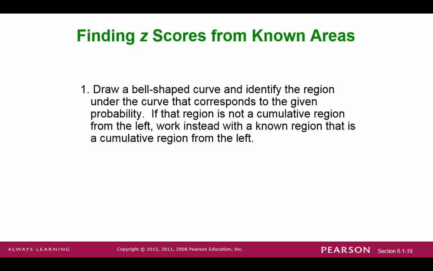Okay, we have been finding probabilities given some z-scores. Now we're going to go backwards and find z-scores if we know some sort of probability. So here are the directions to find z-scores from known probabilities. They ask us to draw a bell-shaped curve and shade in the region under the curve that corresponds to the probability that we're looking for. So we have to identify whether it's coming from the left or from the right.